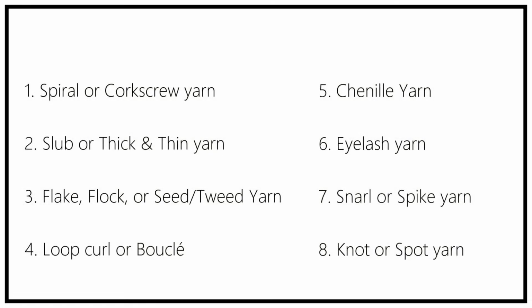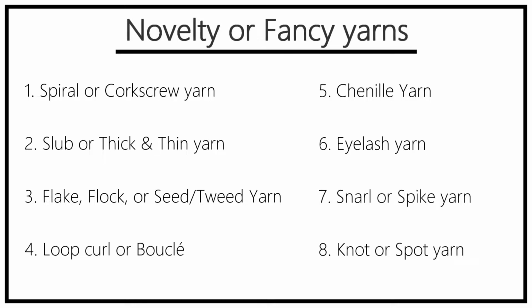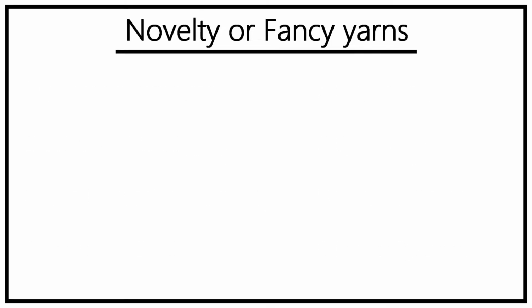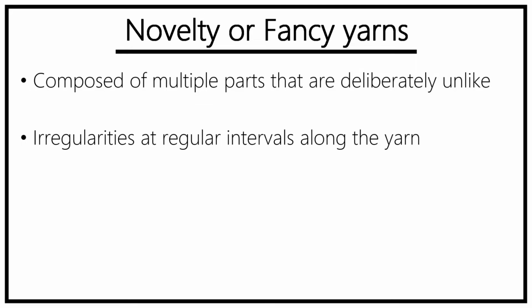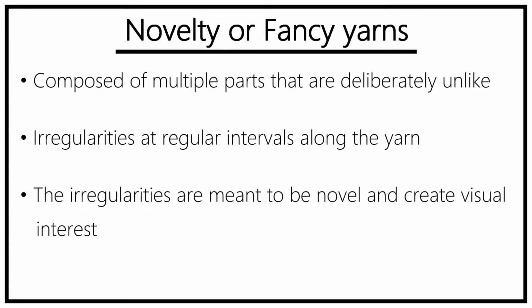The next 8 yarns we'll be discussing are going to fall under the broader category of novelty or fancy yarns, which can be a bit more tricky to identify, so hopefully this segment can clear up any confusion. Novelty yarns, by definition, are composed of multiple parts which are deliberately unlike, and at regular intervals along the yarn you'll find irregularities such as loops, knots, or slubs. This is meant to create visual interest and make for novel effect, giving the yarn type its name.